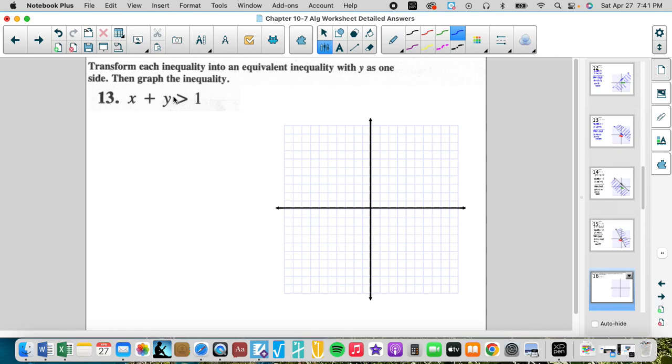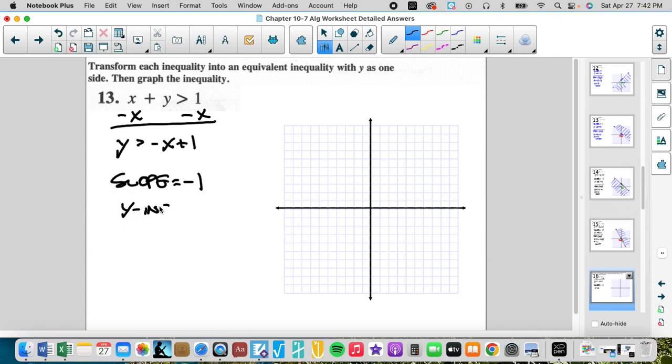All right, this is in standard form, so we're going to put it in slope-intercept form. We're going to isolate y. We got to get rid of that x. That gives us y is greater than negative x plus 1. That gives me a slope of negative 1, a y-intercept of 1. It's going to be open circle on 1, and then down 1, right 1, down 1, right 1, and dotted line.